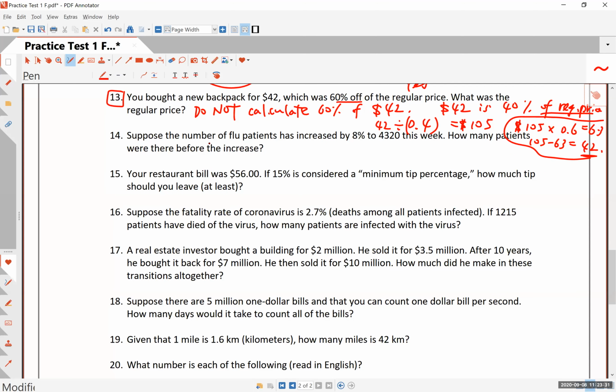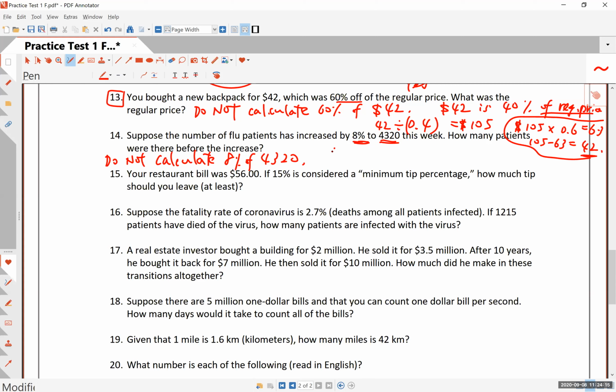Number 14, suppose the number of flu patients is increased by 8% to 4,320 this week. How many patients were there before the increase? Again, do not calculate 8% of 4,320. If you do that, you are not going to get any credit. I'm trying to emphasize that this 8% is not 8% of 4,320. 8% of some number added to that original number is 4,320.